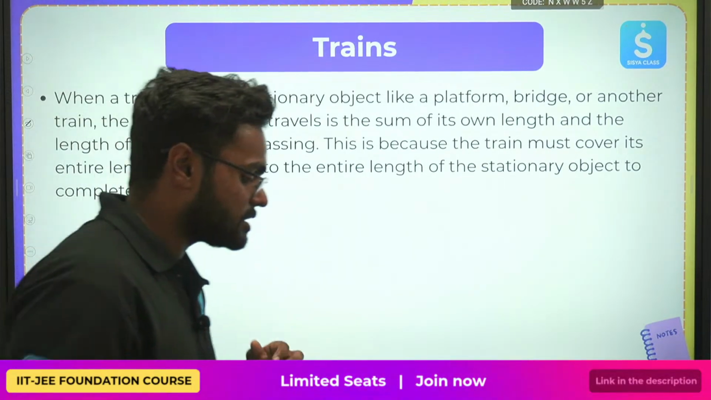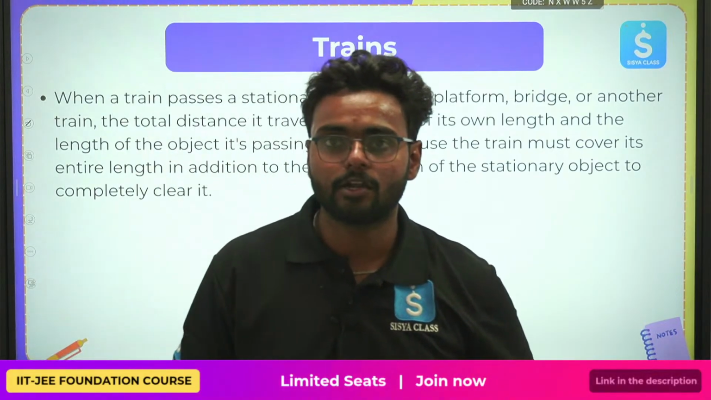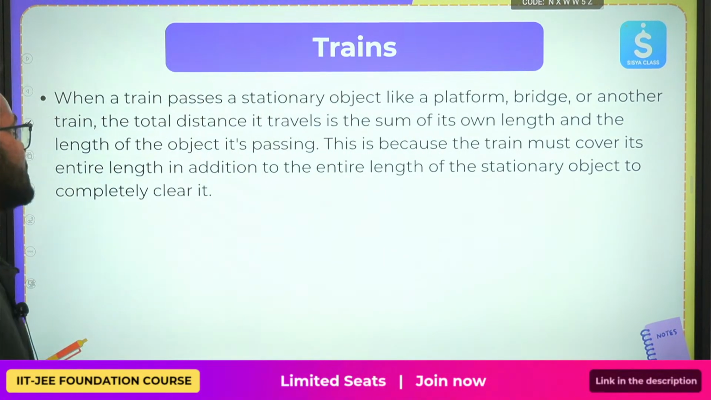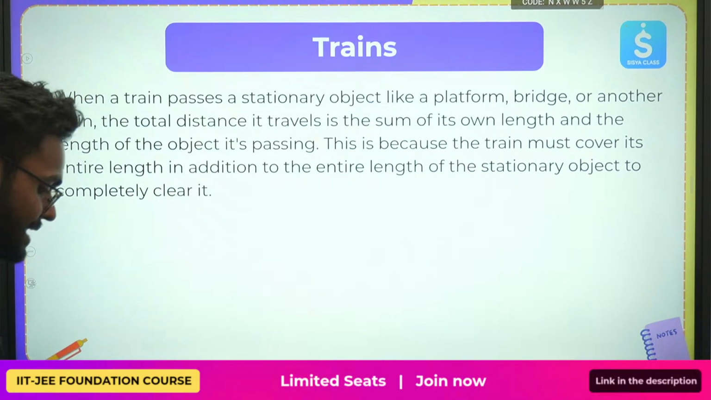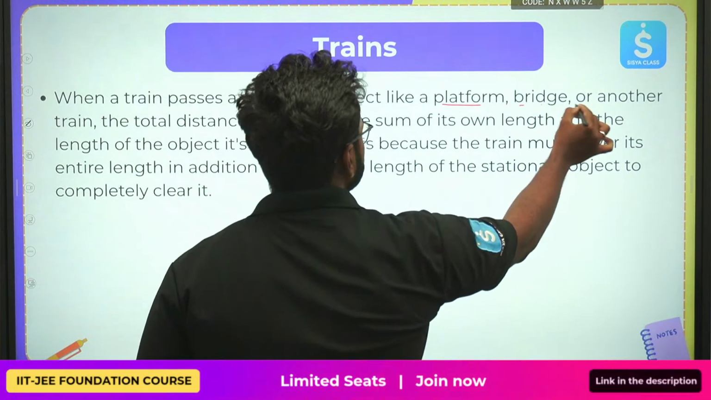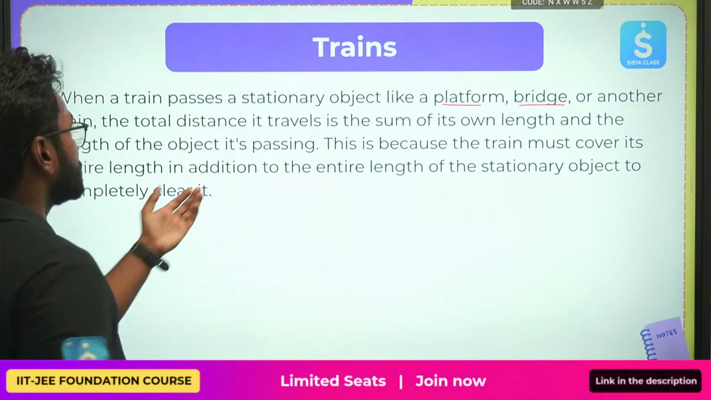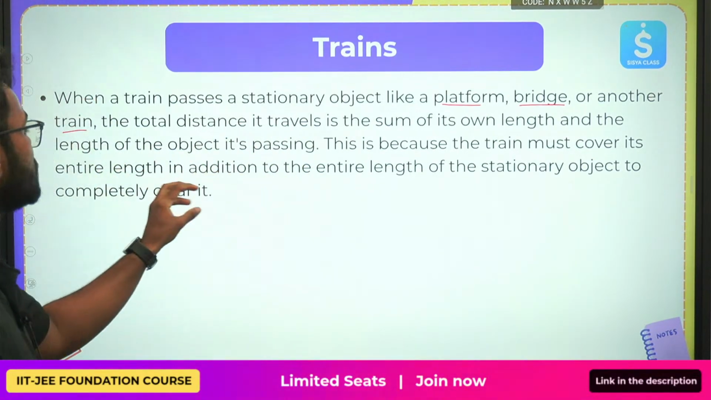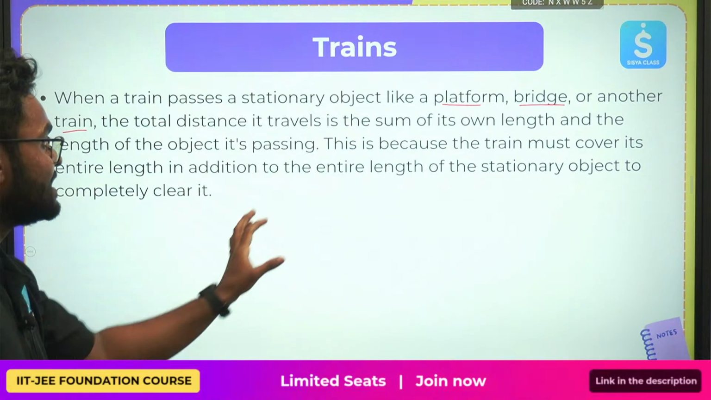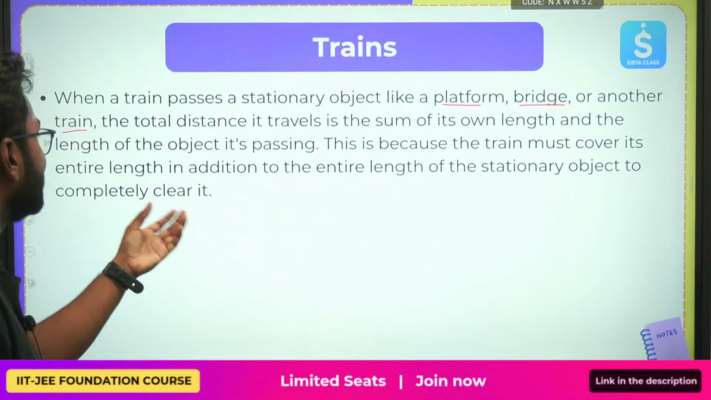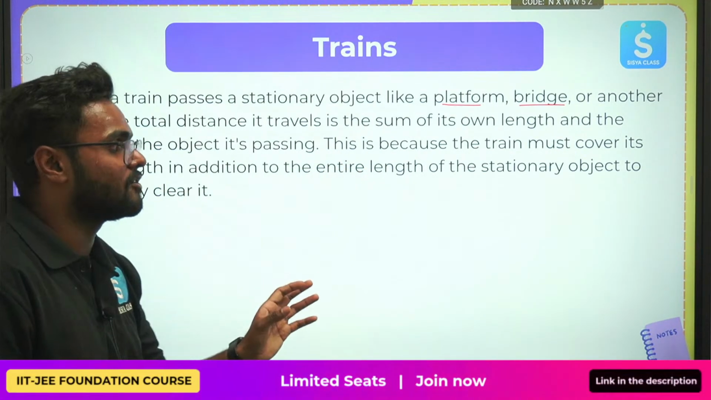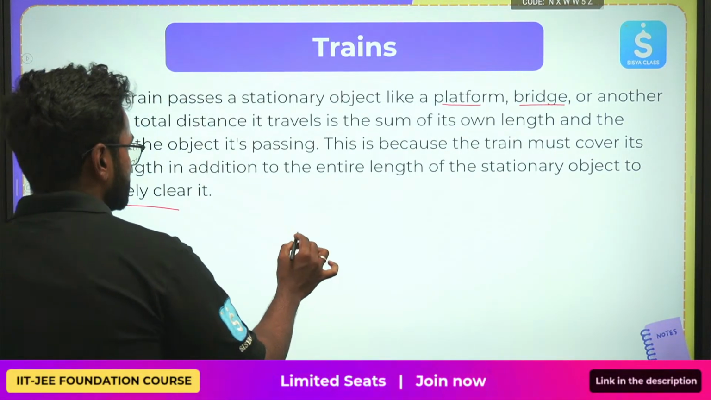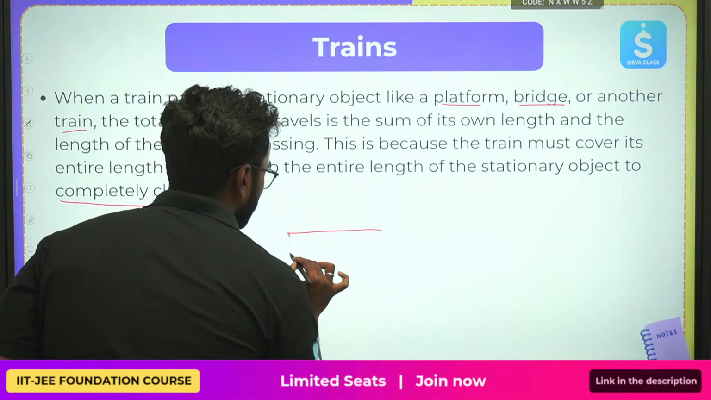Okay, let us see trains. It's an important concept. Trains is a very important concept that you need to learn. You will be getting different types of sums on it. So let us see what is written. When a train passes a stationary object like a platform, bridge or another train, the total distance it travels is the sum of its own length and the length of the object that it's passing. This is because the train must cover its entire length in addition to the entire length of the stationary object to completely clear it. So let me take an example. So this is the train, right?